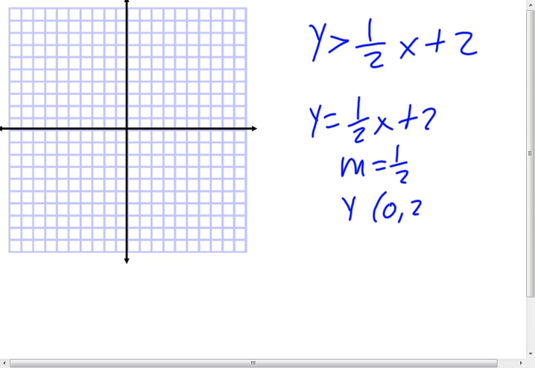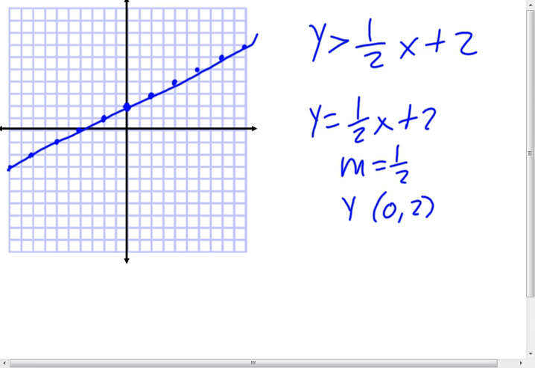is (0, 2). So given that, we can plot this linear equation starting at (0, 2) and then doing a 1/2 slope. So that would be up 1 unit and 2 units to the right. And then down 1 unit and 2 units to the left. So this is the line y equals 1/2 x plus 2. But we don't have a line, we have an inequality.